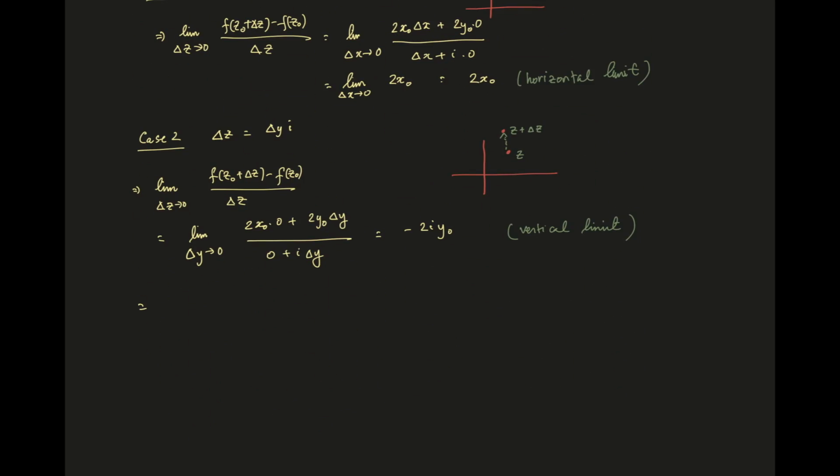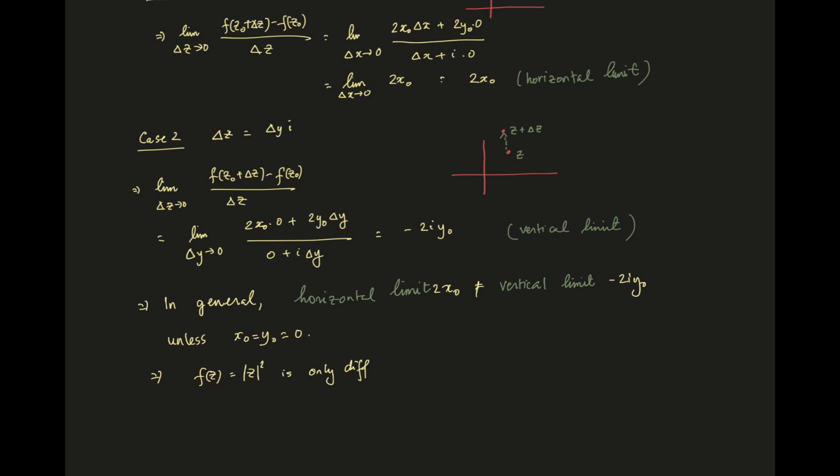And notice here that in general the horizontal limit, which is equal to twice x naught, is different from the vertical limit, which is minus 2 iota y naught, unless, of course, x naught and y naught are both 0. This means that f of z equal to modulus z square is only differentiable at z equal to 0. Okay, notice that this is very different from the real case when g of x equal to x square is differentiable everywhere.